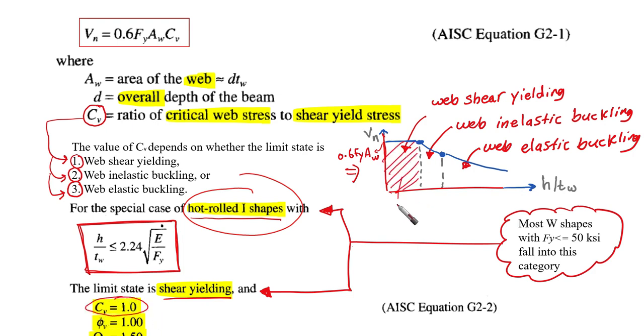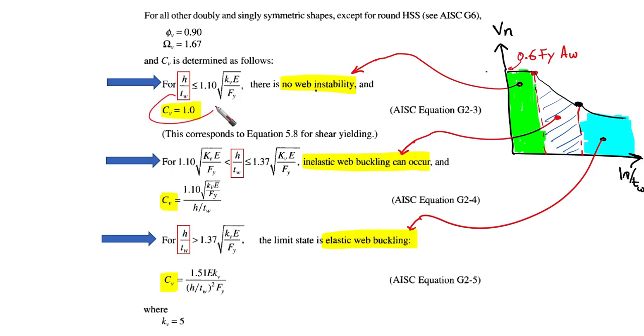We are in the first part. This is shear yielding. No instability issues here. So we are going to have CV to be the same. But the only thing is that we are going to have phi v for LRFD or omega v for ASD. It is going to be different than hot rolled.